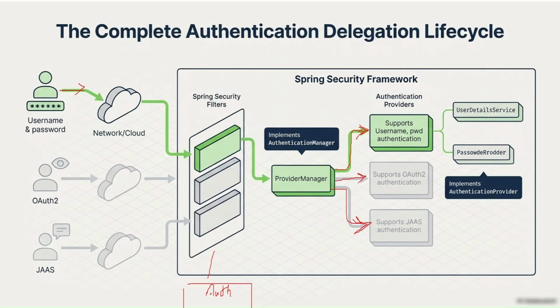Here in this scenario, the username and password authentication flow is getting triggered, and via that, the user detail service is getting invoked to fetch the user related information from the database, doing the password matching and returning the object to the user for their successful authentication.